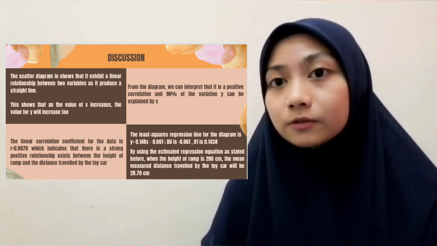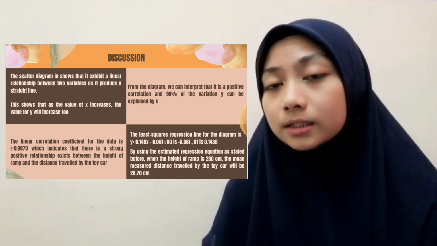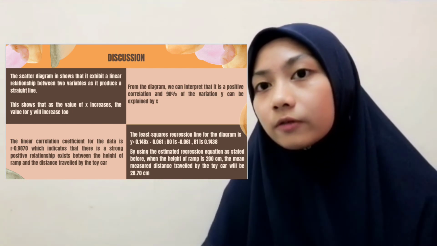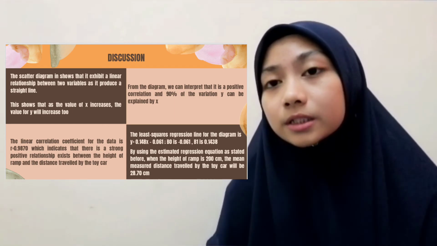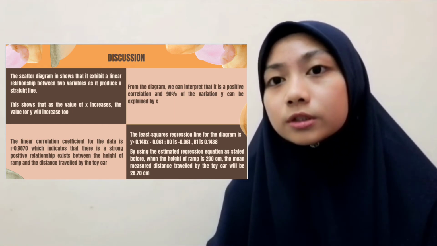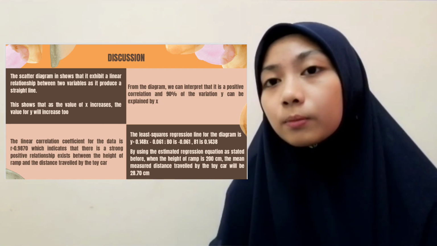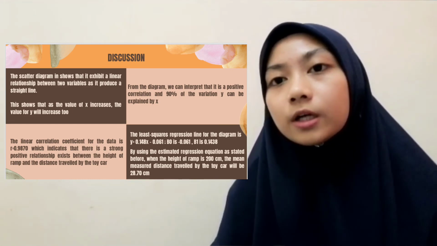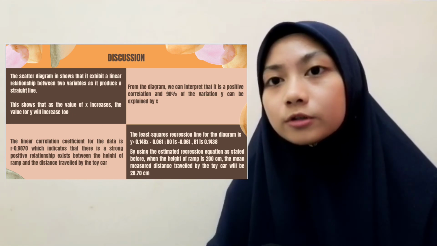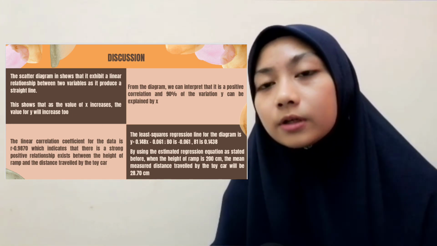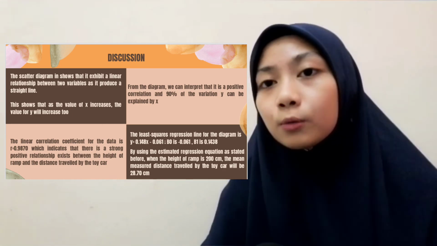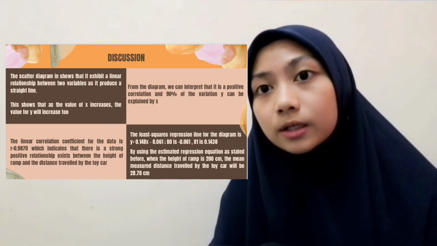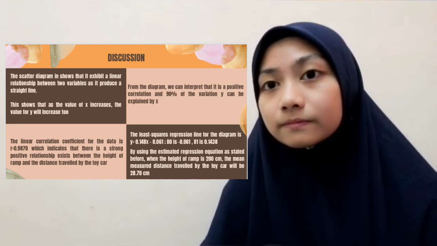The linear correlation coefficient for the data is R equals 0.987, which indicates that there is a strong relationship between the height of the ramp and the distance traveled by the toy car. The least square regression line is y equals 0.1438x minus 0.061, with the value for B0 negative 0.061 and the value for B1 0.1438. By using the estimated regression equation, we found that when the height of the ramp is 200 cm, the mean measured distance travelled by the toy car is 28.70 cm.